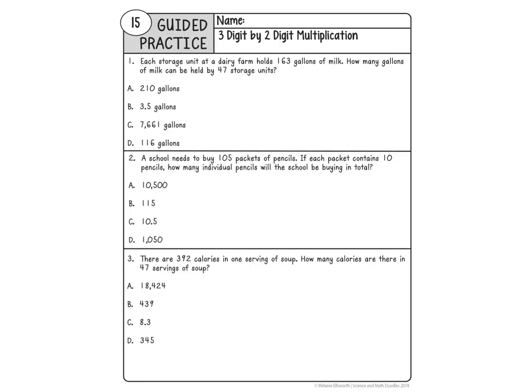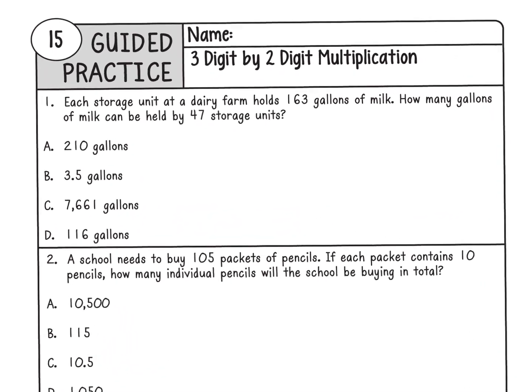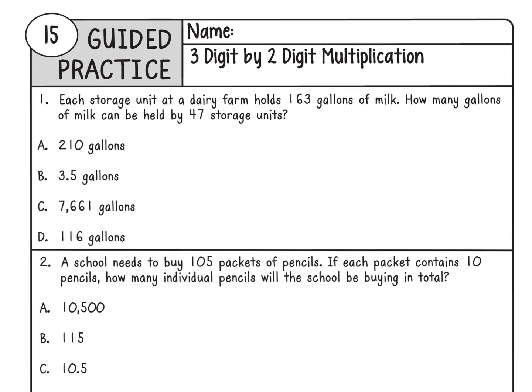Okay, let's look at our practice on the next side. All right, number 1 says each storage unit at a dairy farm holds 163 gallons of milk. How many gallons of milk can be held by 47 storage units? Okay, if I am using my cubes method, which is circle my numbers, underline my question, I'm going to have 163 gallons circled. I'm going to have 47 circled. I'm going to underline how many gallons of milk can be held by 47 storage units.